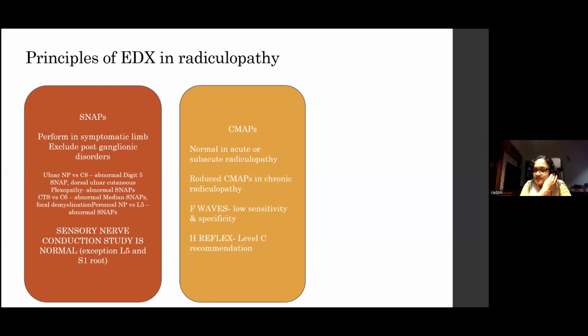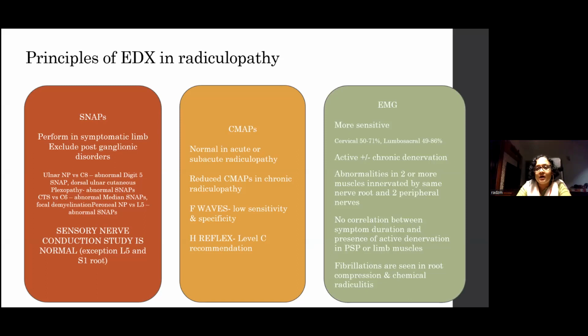F-waves have very low sensitivity, and the H reflex, people use it, but if you can do your ankle jerk by yourself, H reflex may not be required. EMG is the best test for radiculopathy. It's more sensitive, and you've got the numbers there for sensitivity. You're looking for active denervation plus or minus chronic denervation.